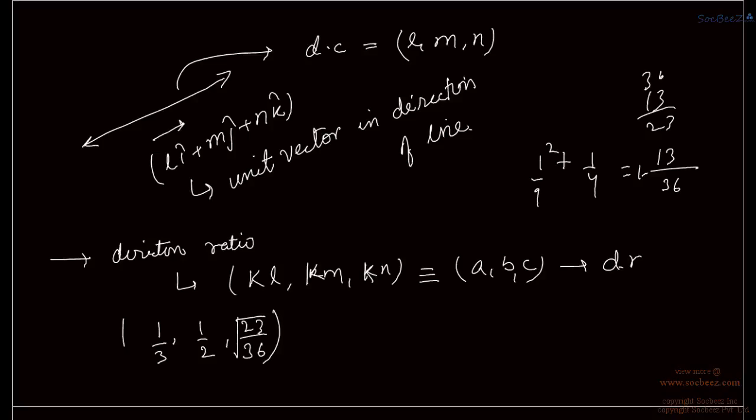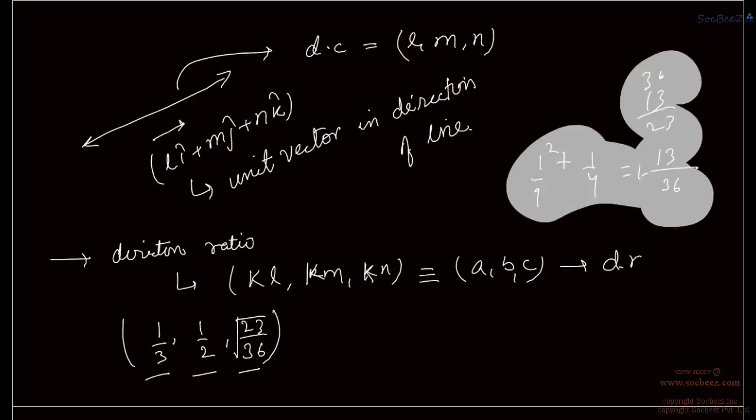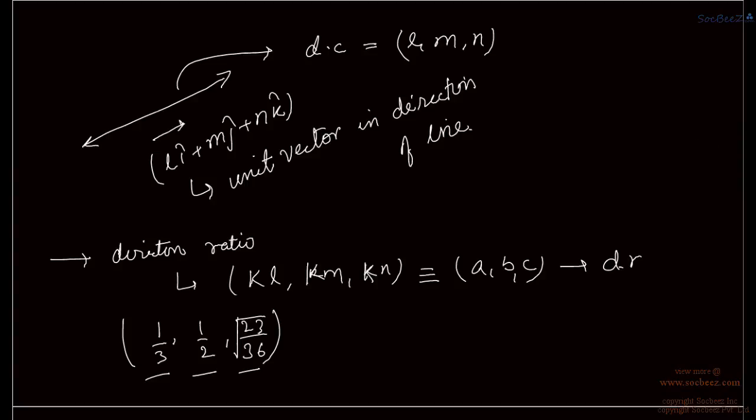Okay, root under. So this is a valid direction cosine because this square plus this square plus this square is equal to 1, right? That's why we have done this calculation, to make the sum of squares equal to 1. So we have a direction ratio: if you multiply it by 3, then we will be getting 1, 3 by 2, 3 root 23 by 36.